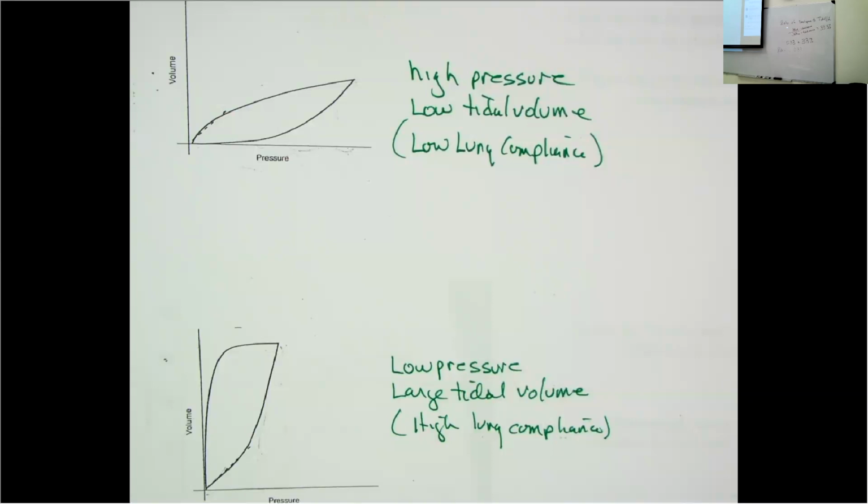See how on this one it's all the way up here, it's a lot of volume. On this one, there's no volume, but the pressure is all the way out. So when they're breathing in, it's taking so much pressure to get that air in, yet they're still not getting volume in their lungs. So that's saying the lungs are stiff, meaning they have low compliance.